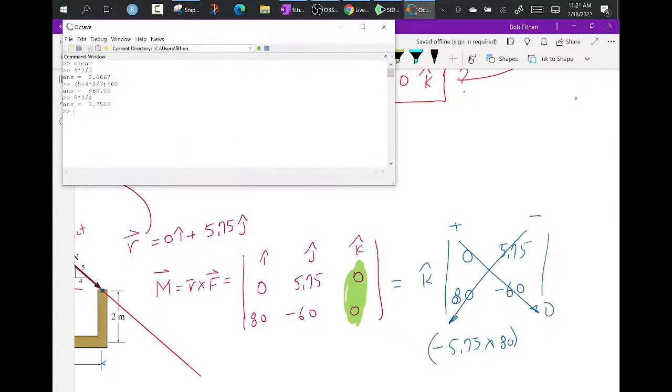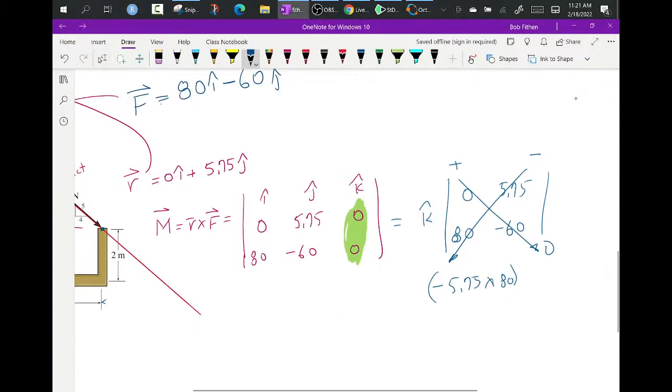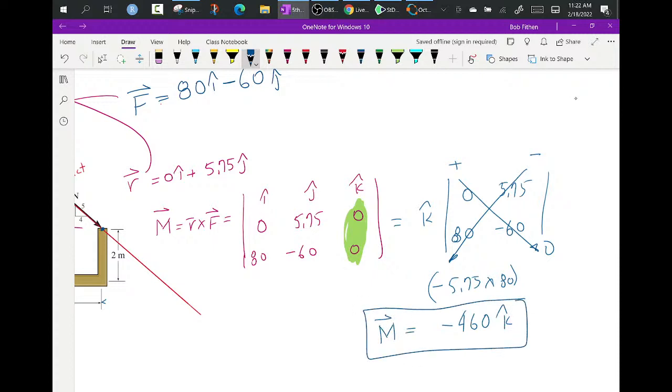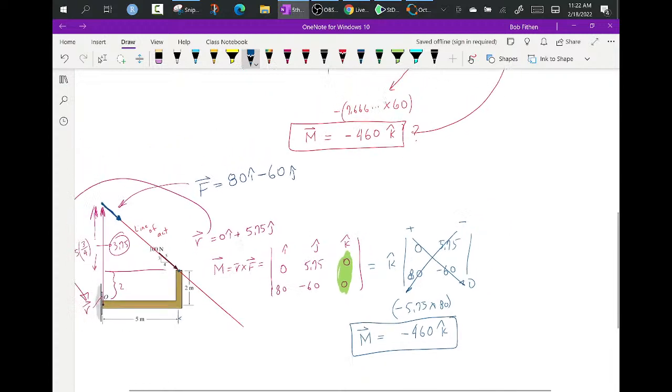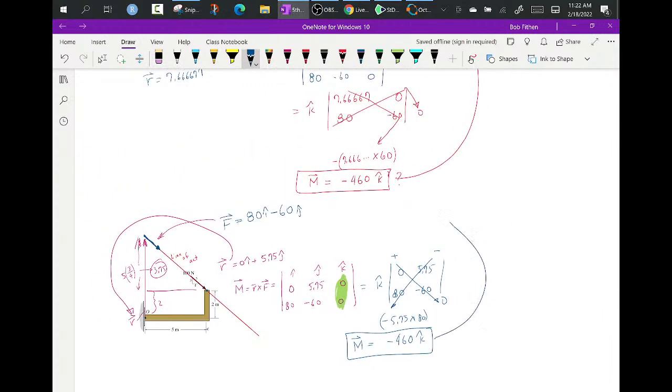Okay. 5.75 times 80 is 460, minus 460, and that's okay. So my moment in this case is 460. That's the same thing that happens there.